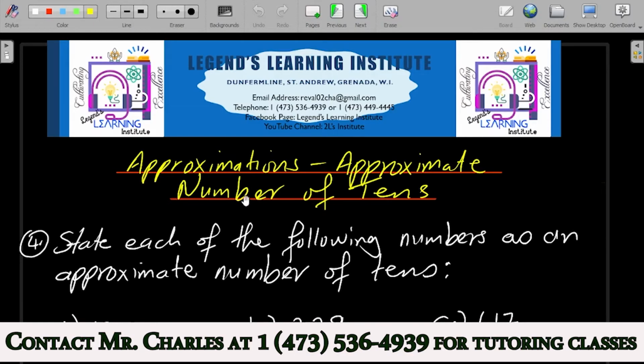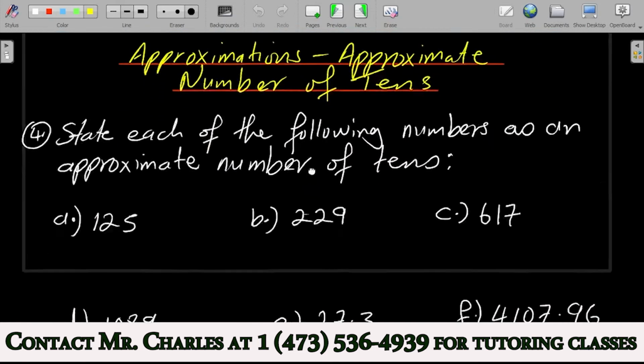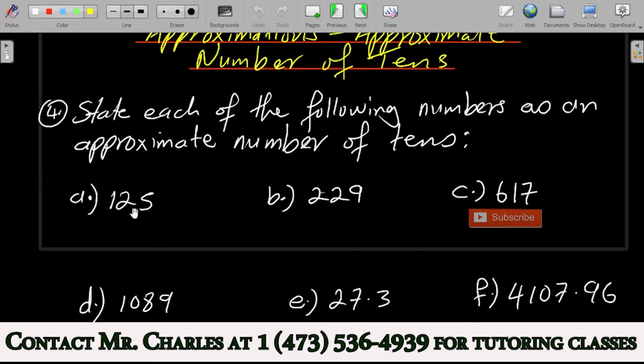Now let us look at writing numbers as an approximate number of tens. Okay, we'll do this one, and then we'll look at writing numbers as an approximate number of hundreds. Now number 4 says state each of the following numbers as an approximate number of tens. So the first one is 125. So we want to write 125 as an approximate number of tens.